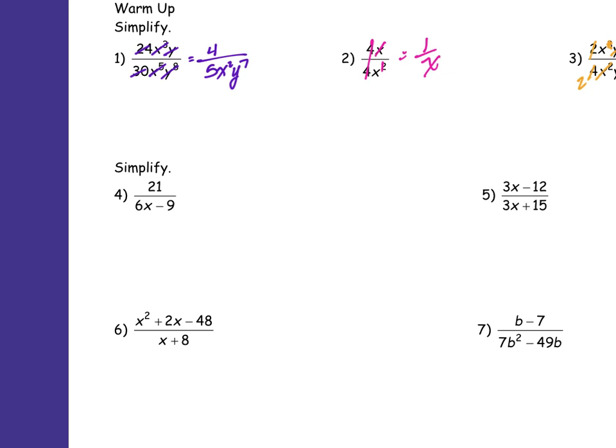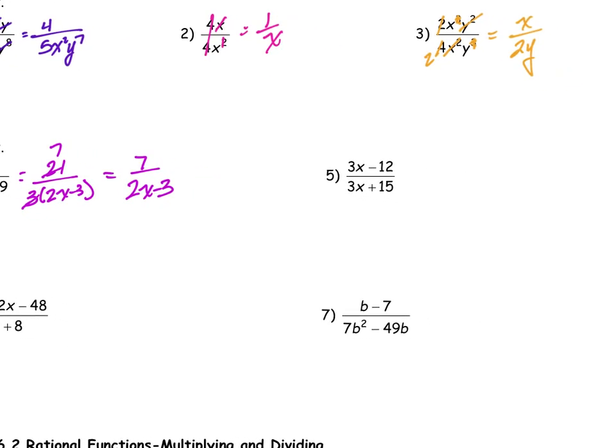Number 4, I can factor a 3 out of the bottom, so that gives me 21 over 3 times 2x minus 3. Then the 3 goes into 21 7 times, so I get 7 all over 2x minus 3. And then number 5, I can factor 3 out of both the top and the bottom. x minus 4 over 3 times x plus 5. The 3's go away, so I've got x minus 4 all over x plus 5.